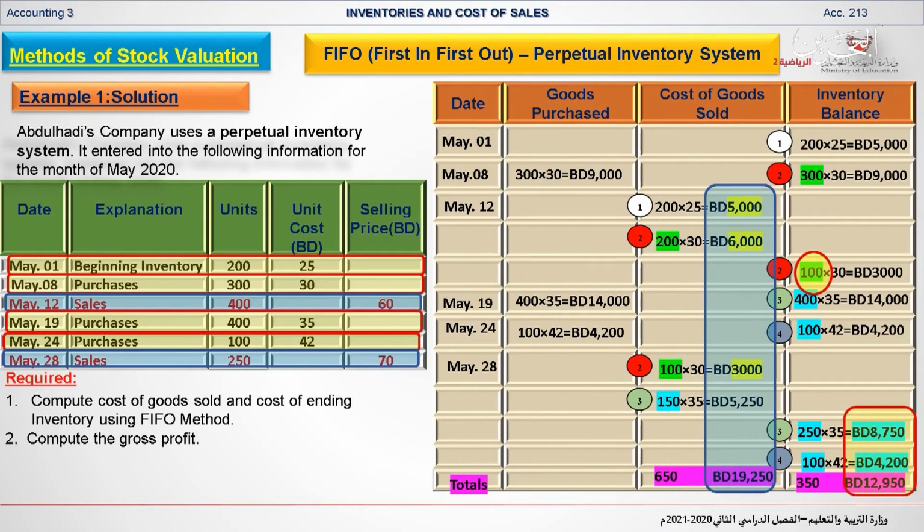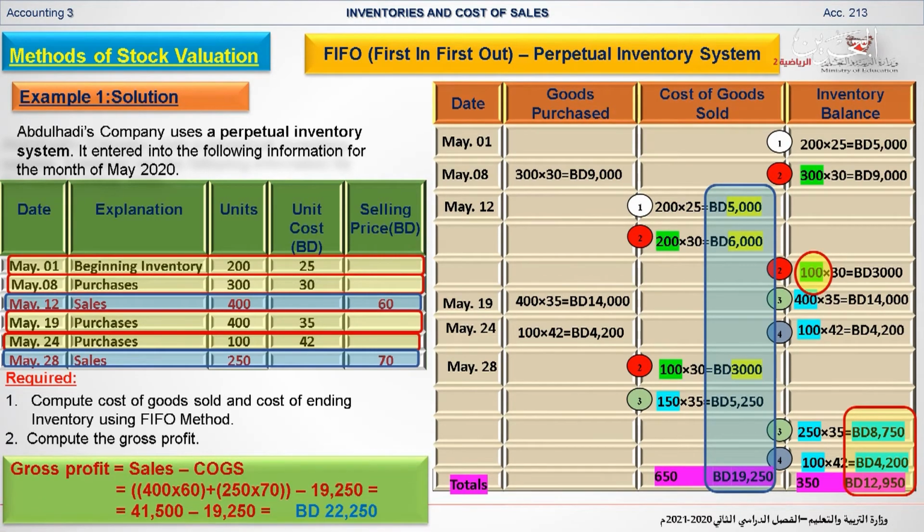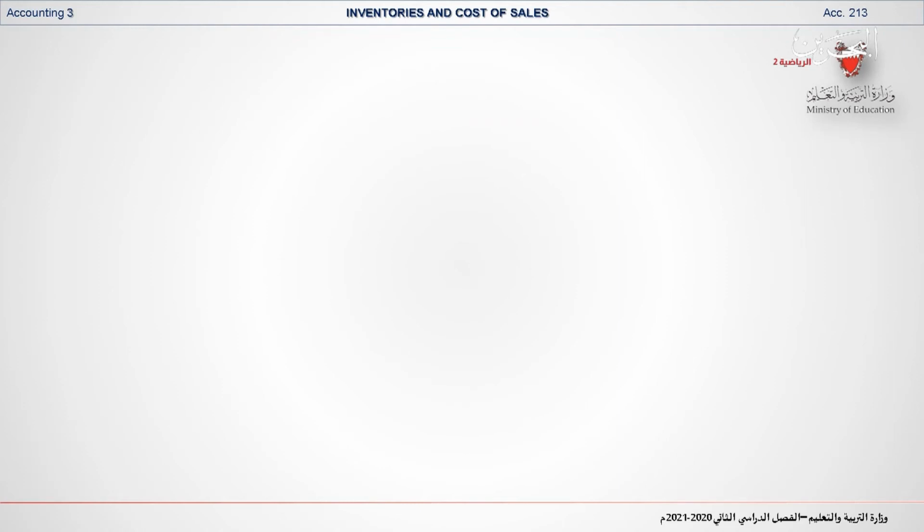And the cost of ending inventory for the remaining 350 units is calculated as the total of 8,750 BD plus 4,200 BD, which equals to 12,950 BD. The second requirement is to calculate the gross profit, which equals to sales minus cost of goods sold, which equals to 22,000.